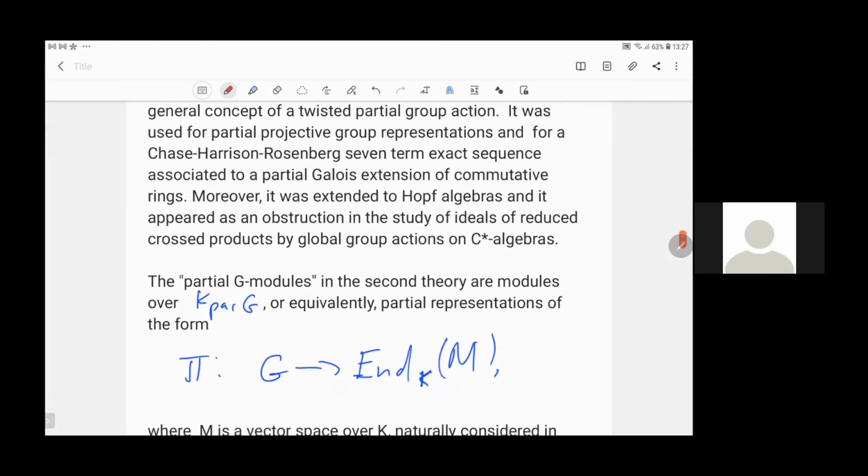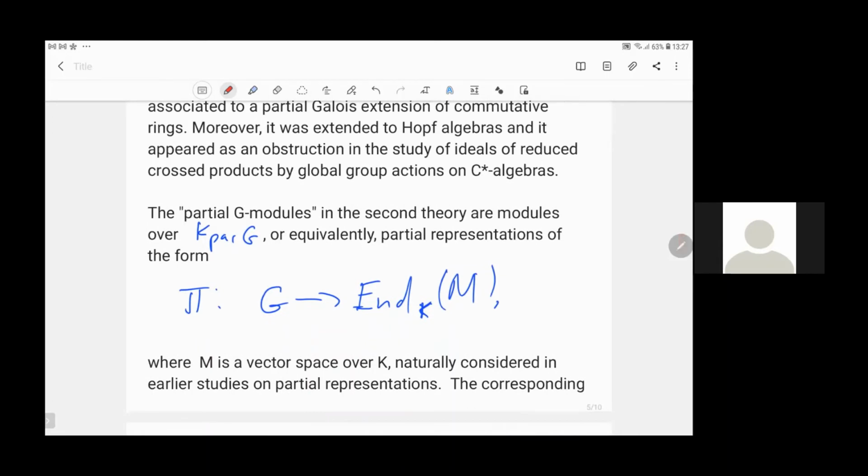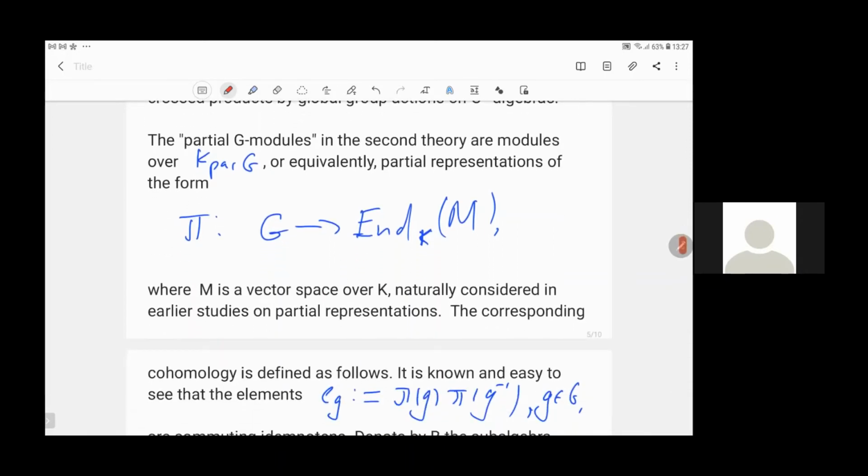Now, with respect to the second theory, which is of Alvarez, Alves, Redondo, the partial G modules are modules over the partial group algebra. So this is also very natural. And partial modules over the partial group algebra are where we study the structure of partial representations. So it's based on partial representations on vector spaces or free modules over a commutative ring, if we want a commutative ring.